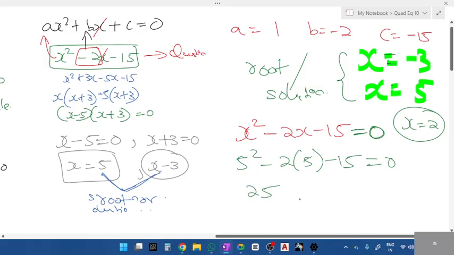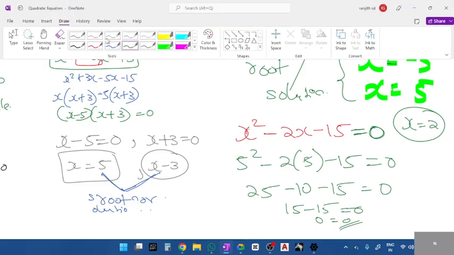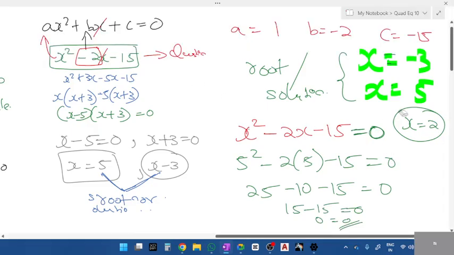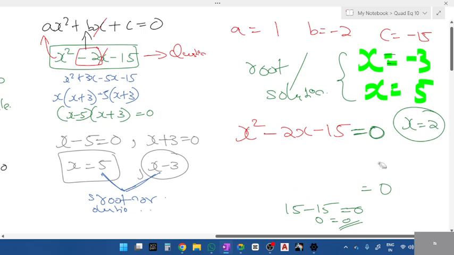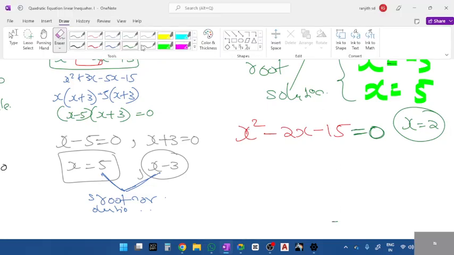What is minus 2 into 5? Minus 10, minus 15. How much is 25 minus 10? 15. 15 minus 15. What do we get? 0. Right? So therefore, which value satisfies the equation? x is equal to 5. So that is the root. We proved it.